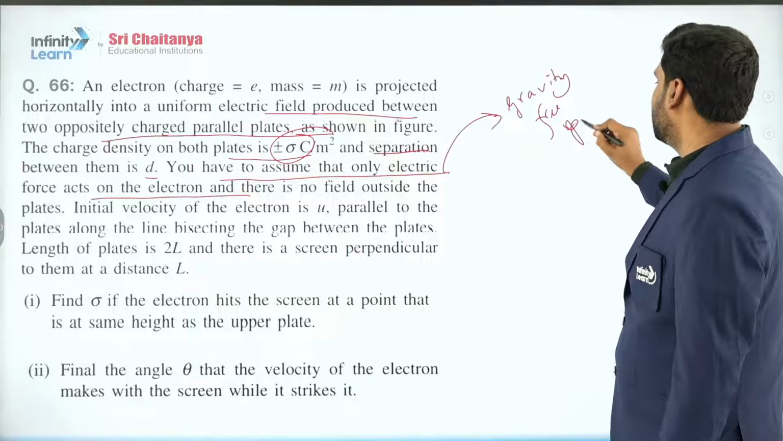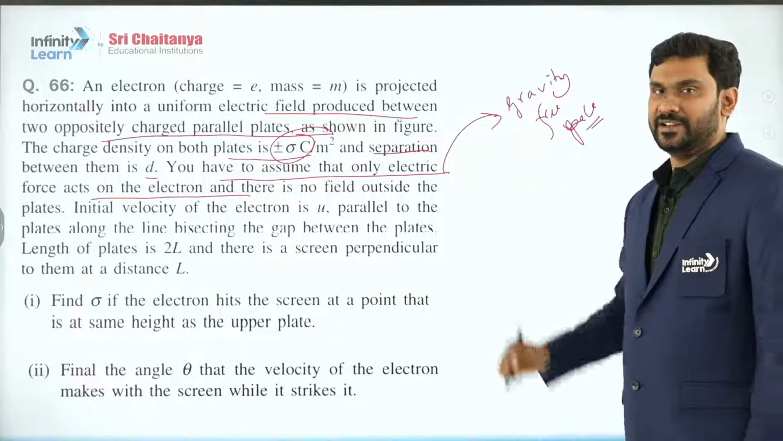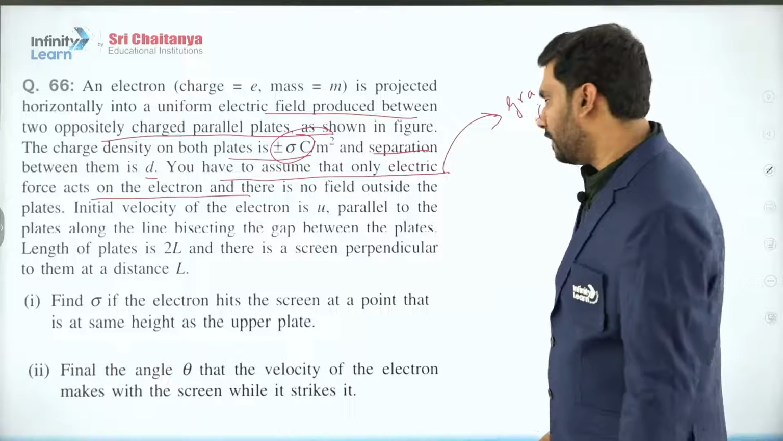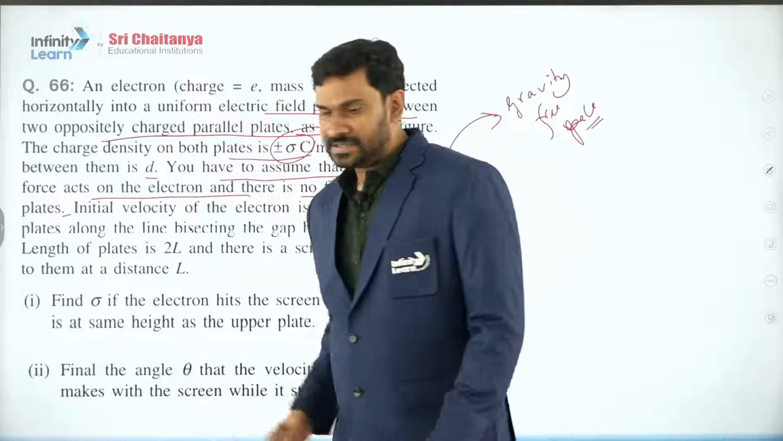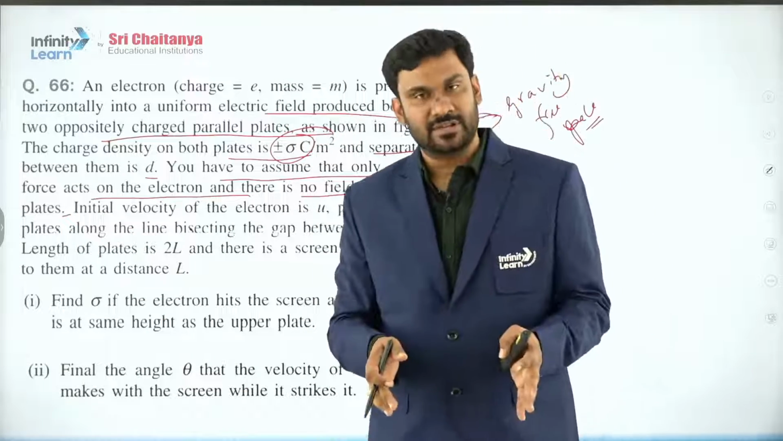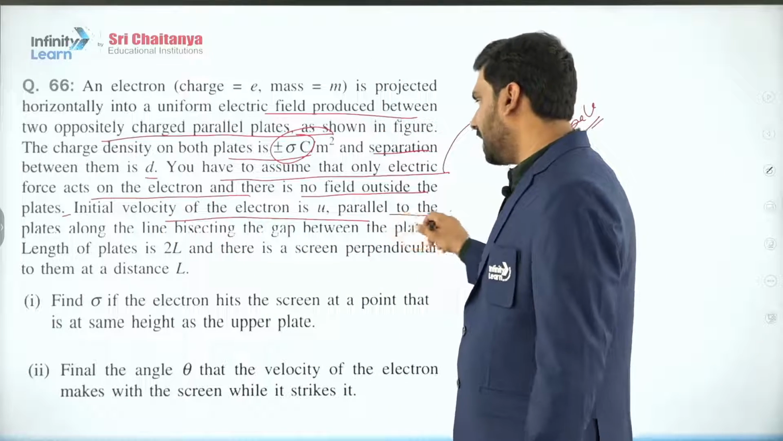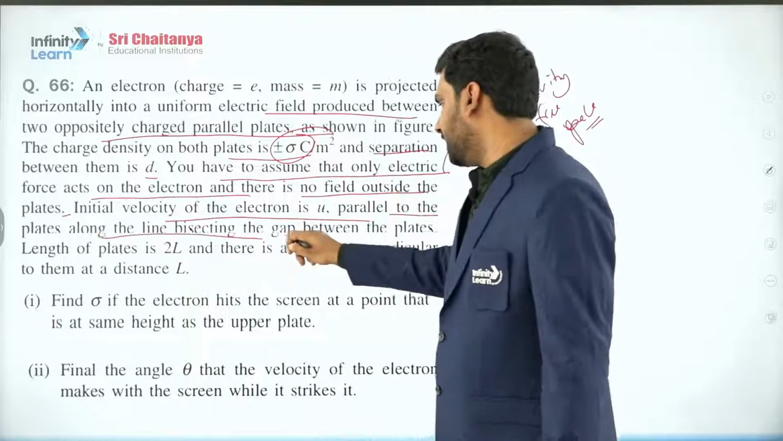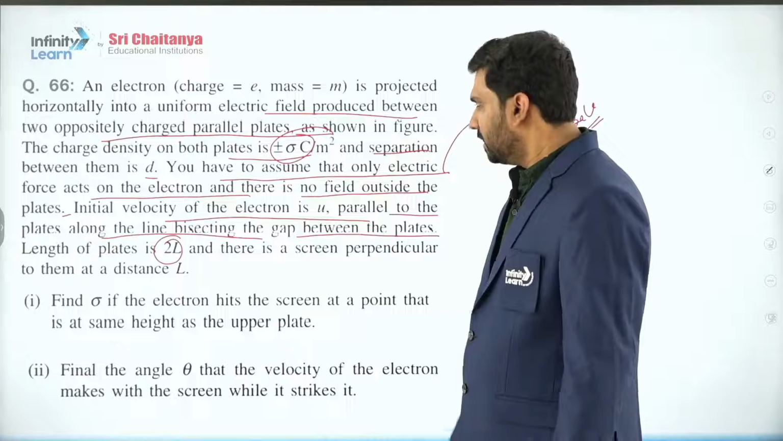All right. So the moment they say only consider the electric force, it means it is a gravity-free space. We will not consider gravitation as a force over here. And there is no field outside the plates, so the field is restricted strictly in between the plates. They are saying the initial velocity of the electron is u, parallel to the plates, along the line bisecting the gap between them, and the separation is 2L, and so on.